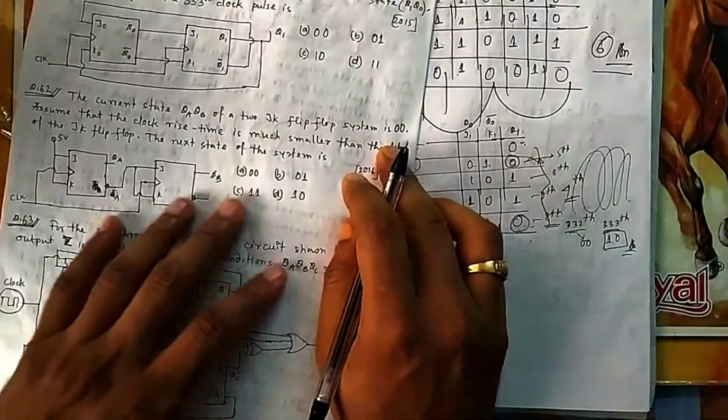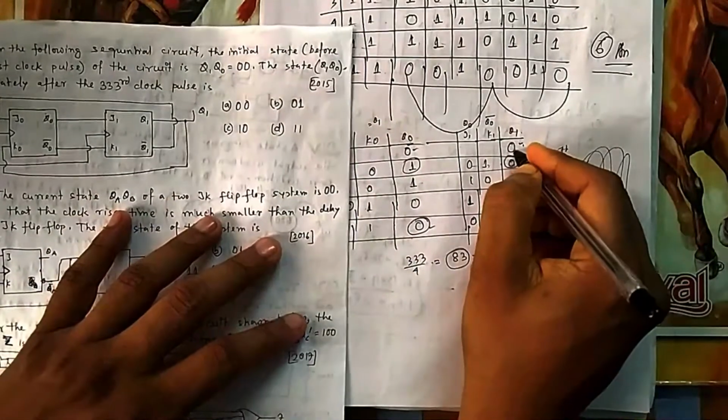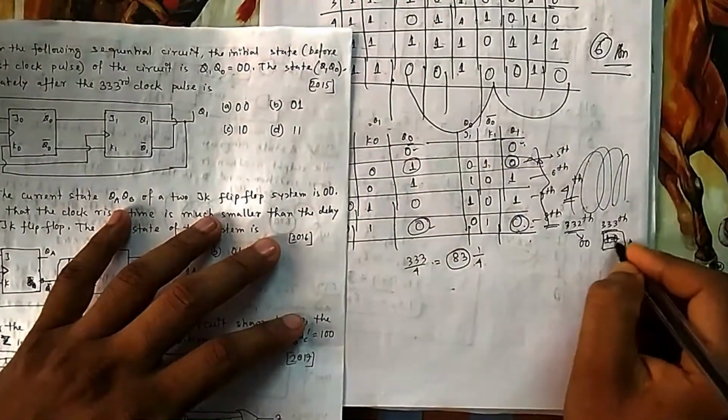So it is Q1 Q0. This is the MSB, this is the LSB. So it is not 1, 0, so it is 0, 1.